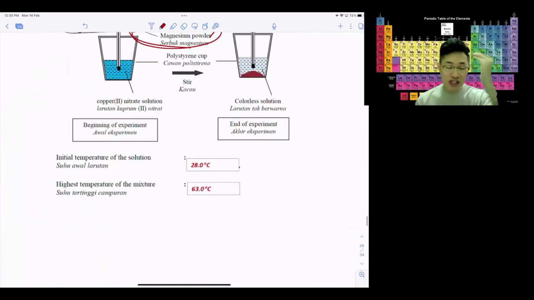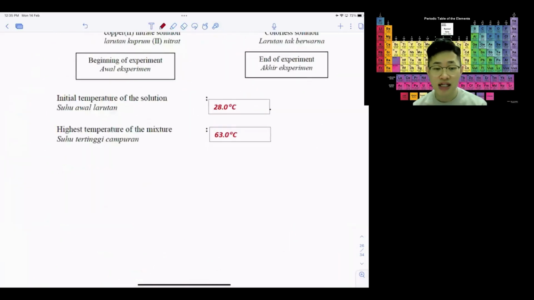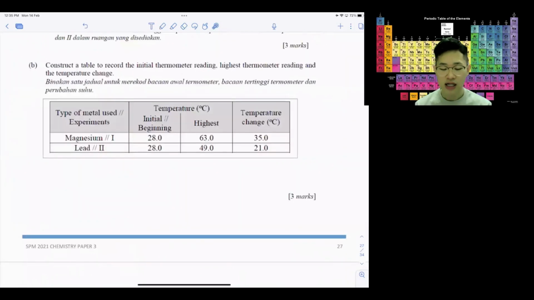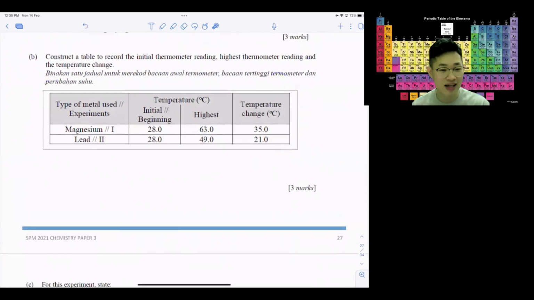Okay, so you carry out the experiment yourself and then record down the reading. For the thermometer, it is the same, 1 decimal place. Constructing a table to put in your data: there is no specific format. As long as it looks nice and people can understand what you are trying to present from how you present your data, then it's fine.